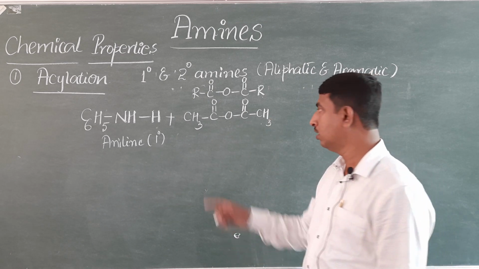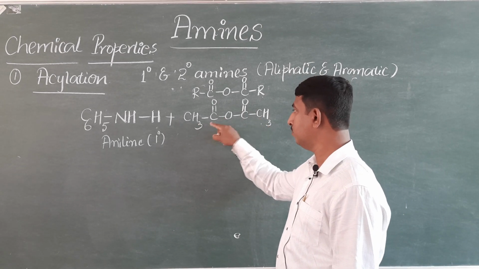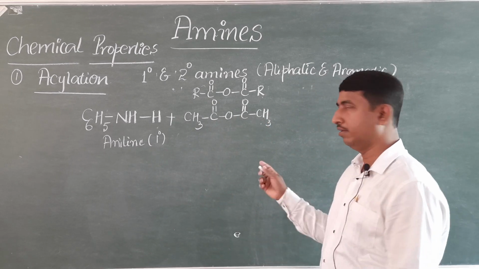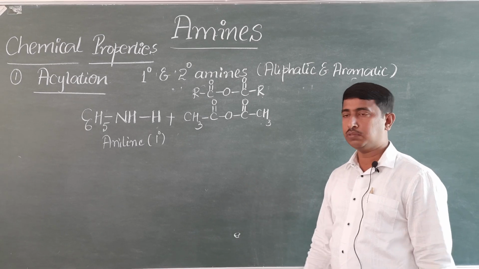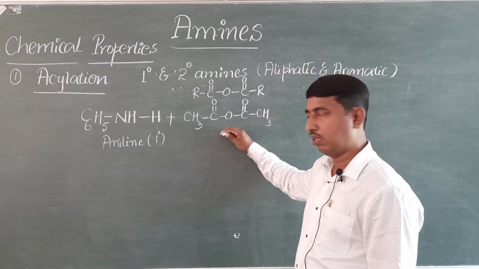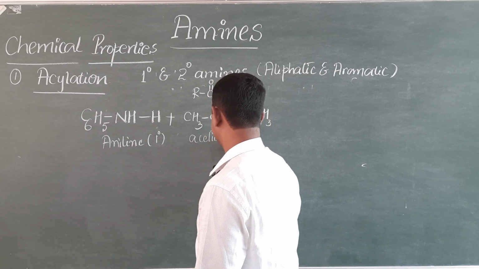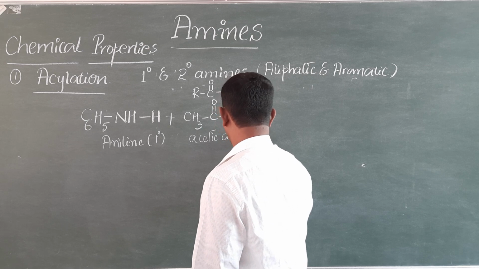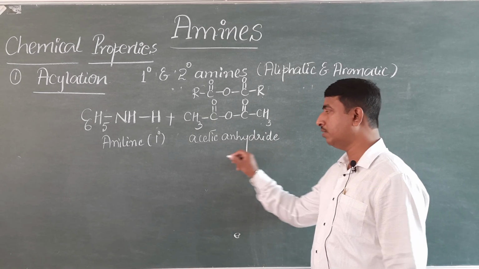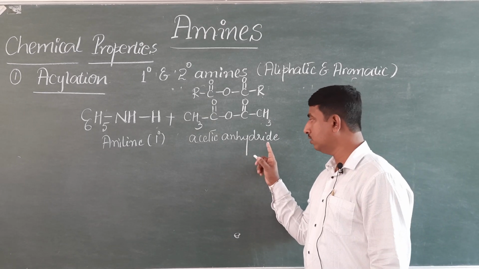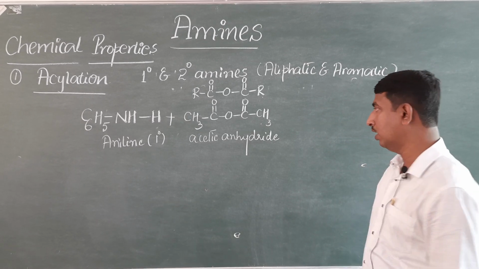The formula of acetic acid is CH3COOH. When 2 molecules of acetic acid are heated, removal of water takes place, thereby we get an anhydride. That anhydride is called acetic anhydride. Why is it named acetic anhydride? Because this anhydride is derived from acetic acid.